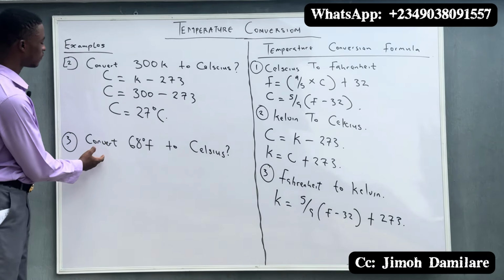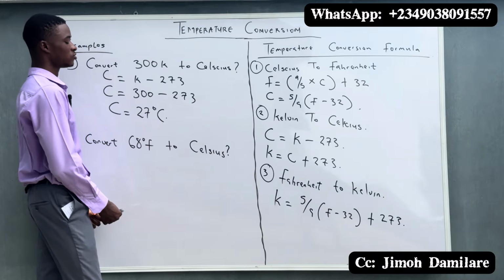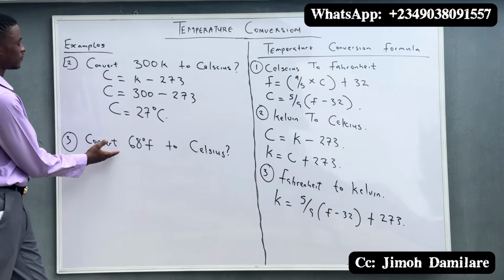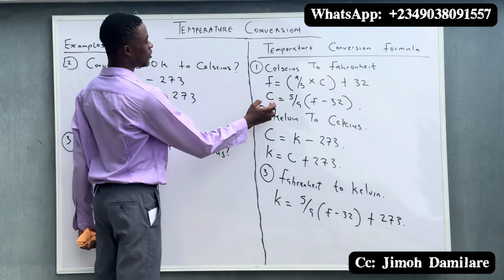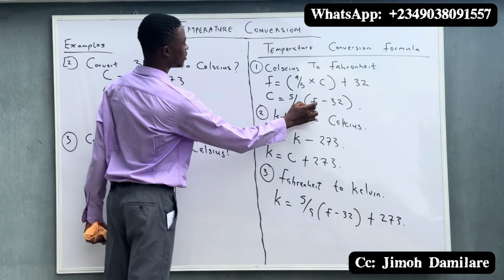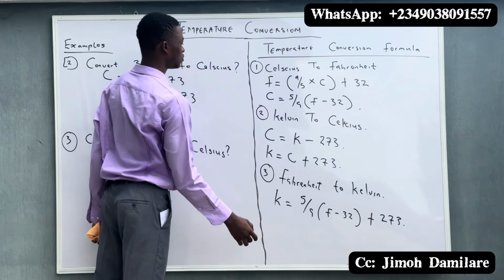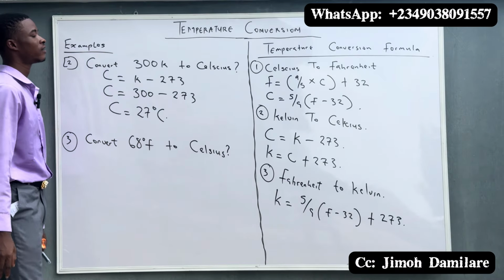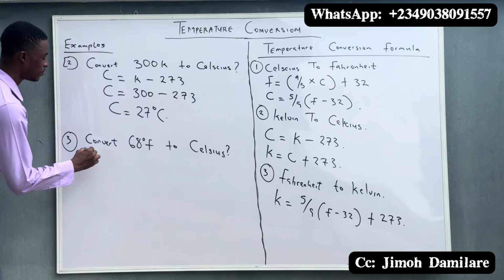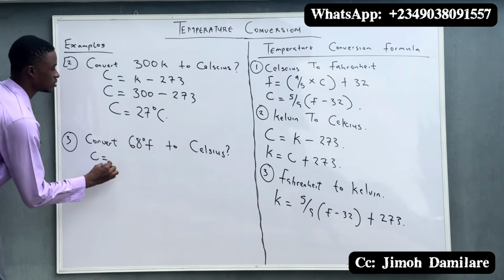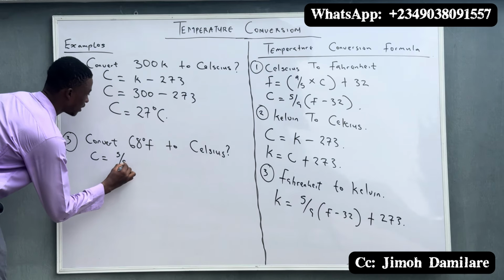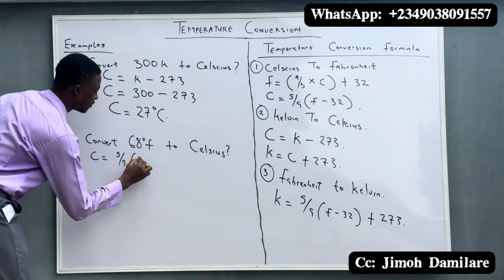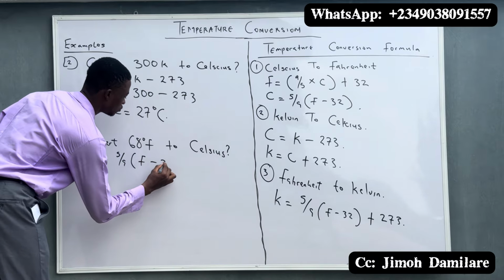And the third, it says convert 68 degrees Fahrenheit to Celsius. So we have to convert Fahrenheit to Celsius. So our Celsius is given as what? 5 over 9, open bracket, Fahrenheit minus 32. So our Fahrenheit here in this case is what? 68 degrees Fahrenheit. So applying our formula, we have Celsius equals 5 divided by 9, open bracket, Fahrenheit minus 32.